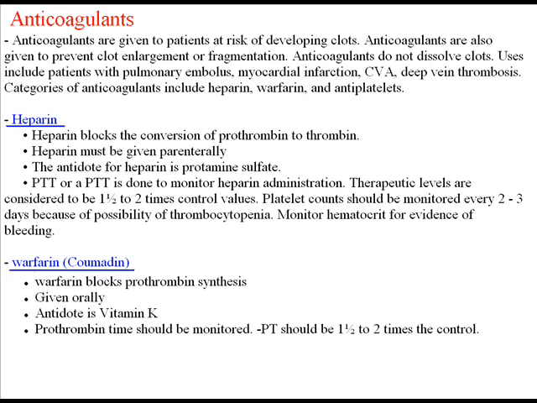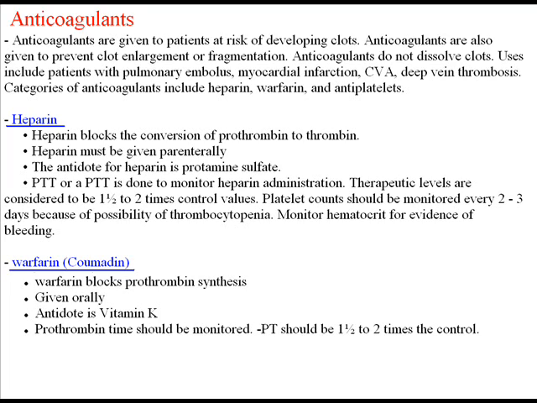Categories of anticoagulants include heparin, warfarin, and antiplatelets. Heparin blocks the conversion of prothrombin to thrombin, which prolongs clotting time. It must be given parenterally, either IV or sub-Q into the abdomen, at least 2 inches from the umbilicus, belly button. Heparin is destroyed by gastric juices if given PO, so that's why you don't give it PO. The antidote for heparin, very important, is protamine sulfate.